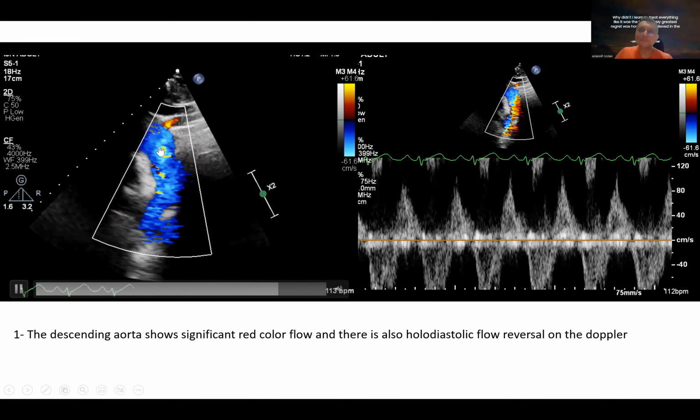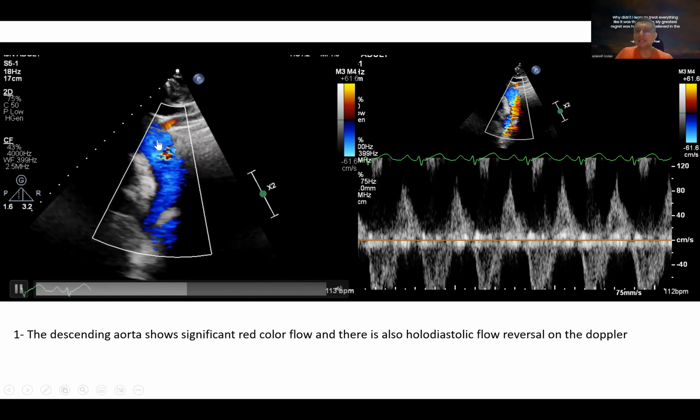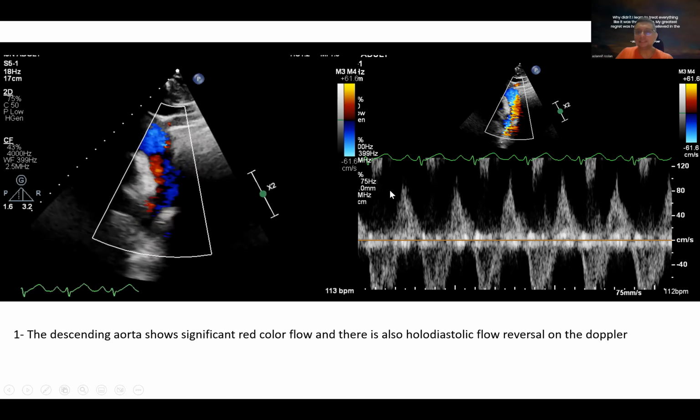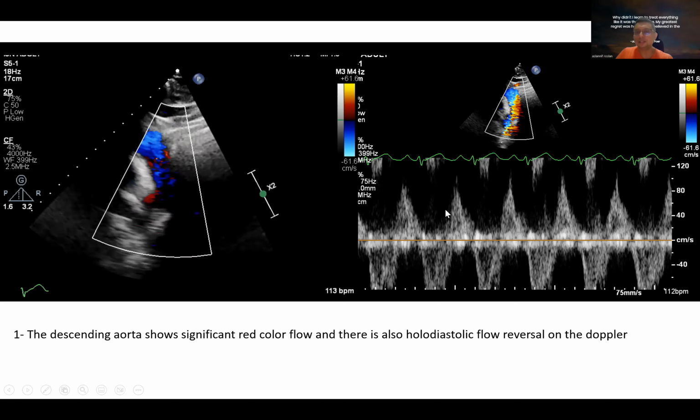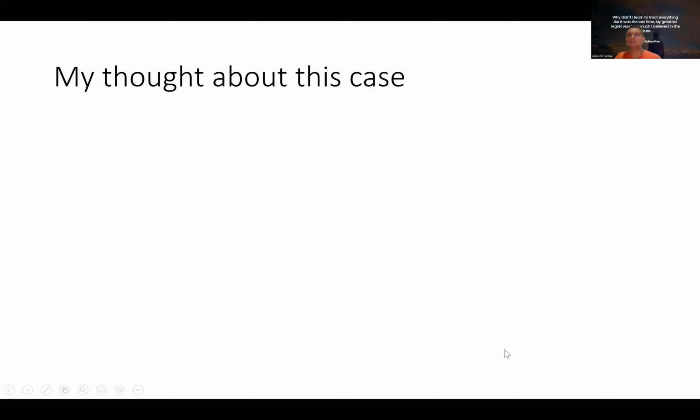So this is something that you need to take care of, because this is a marker of holodiastolic flow reversal, which you can actually see here in the Doppler, here, and here. So this is a severe aortic regurgitation, the marker of severe aortic regurgitation.